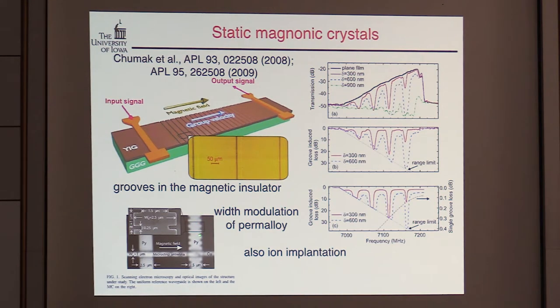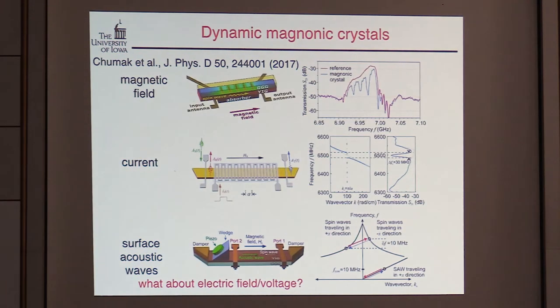Here is with width modulations of permalloy. It can also be done with ion implantation. But this is something that you cannot adjust dynamically. Now, there are things that are switchable. So these are some dynamic magnonic crystals. You can modulate a magnetic field. You can modulate a current. You can modulate surface acoustic waves.